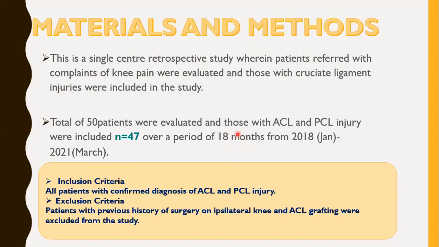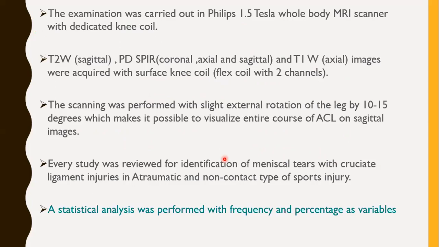Materials and methods. This is a single center retrospective study wherein patients referred with complaints of knee pain were evaluated, and those with cruciate ligament injuries were included in the study. A total of 50 patients were evaluated, and those with ACL and PCL injury were included. That is, a total number of 47 were included over a period of 18 months, from January 2018 to March 2021.